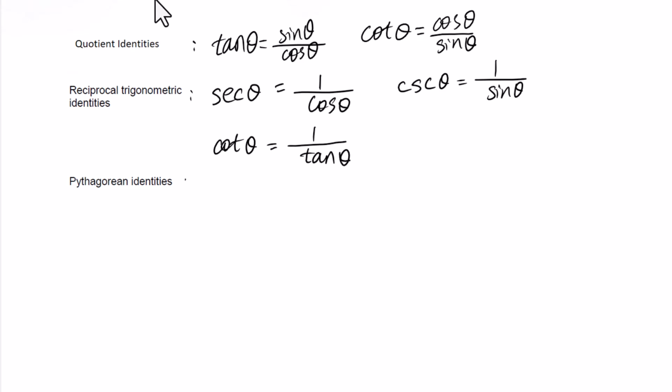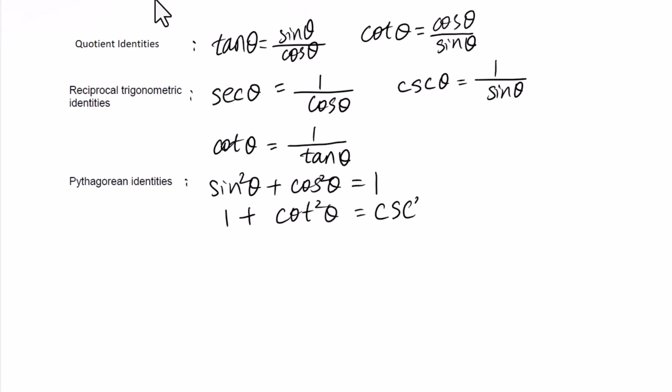Pythagorean identities: sine squared theta plus cosine squared theta equals 1. 1 plus cotangent squared theta equals cosecant squared theta. 1 plus tangent squared theta equals secant squared theta. Let's create a diagram to connect all these identities together.